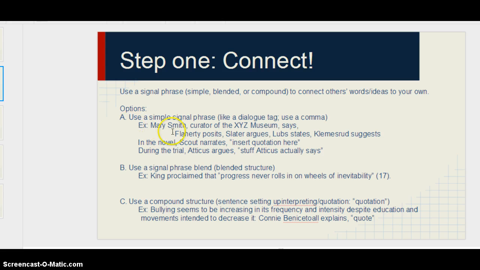First, use a simple signal phrase, and this is very much like a dialogue tag. He said, she said, and you'd connect with a comma. And we do this with literature the same way we do this with research pieces. So I might say, Mary Smith, curator of the XYZ Museum, says, or Bob Smith, author of an article entitled, and I would list the title, argues. So the very basic format is to mention the writer, the expert, and then a verb. Posit is like to make a position. Flaherty posits, Slater argues, Lube states. If we're talking about literature, we might say, in the novel, Scout narrates, and then we insert our quotation.